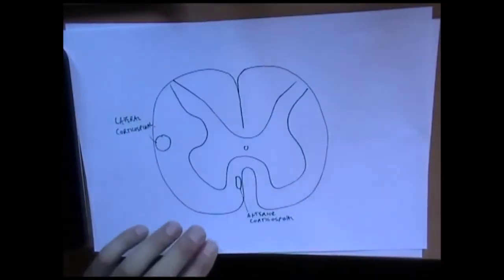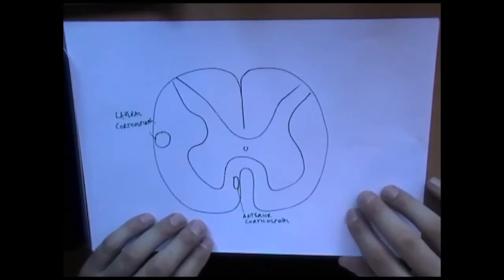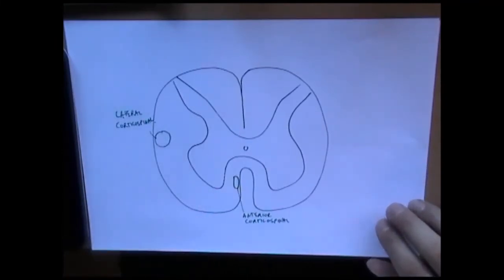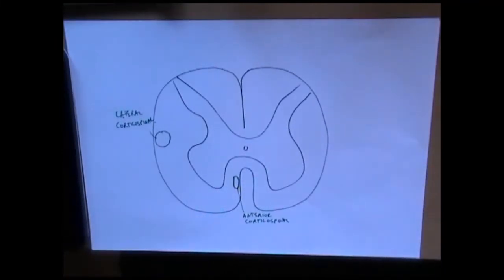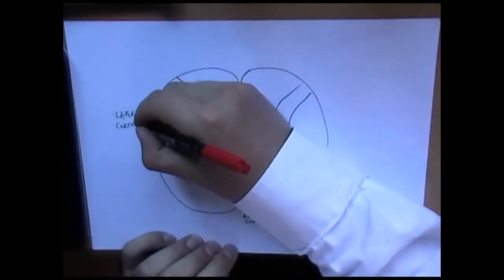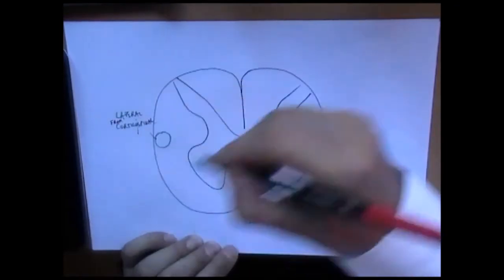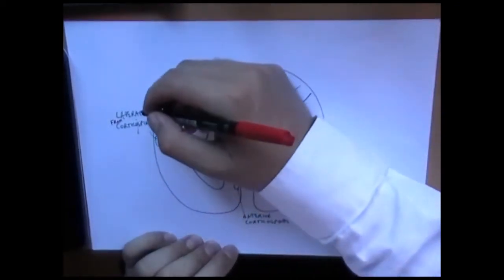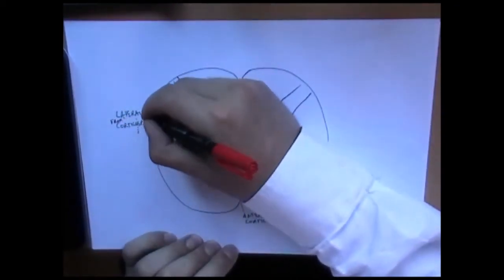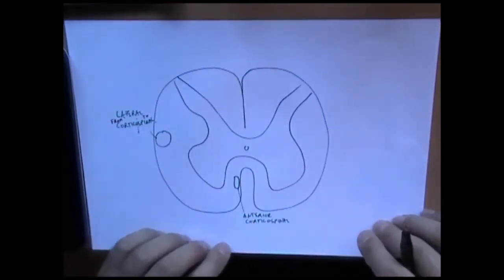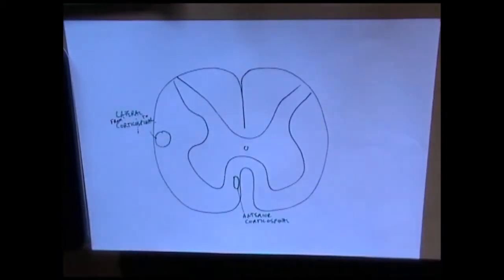Remember that by looking at the name, you can figure out what its function is and where it's coming from and where it's going. If we just divide it here, the first part of the name is from, so it's from the cerebral cortex, specifically the precentral gyrus, going down into the spine. So it's definitely a descending tract.